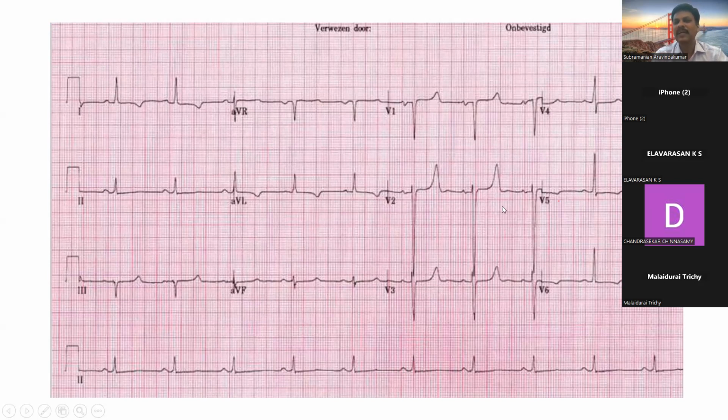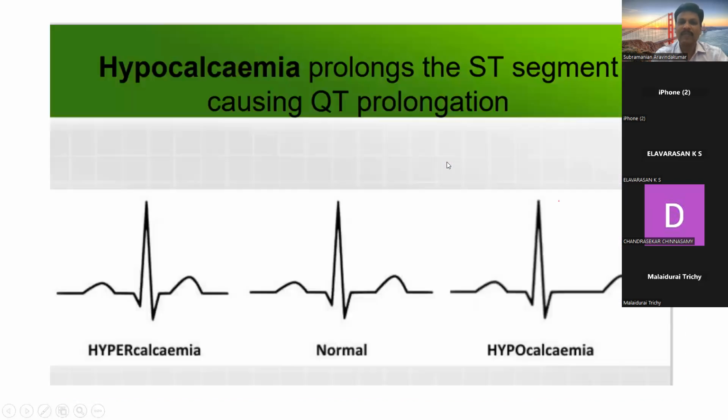See here the typical ECG of acute renal failure: ST segment is prolonged, with the tall peaked T wave of hyperkalemia. It is a typical ECG of renal failure, hypocalcemia, ST segment prolonged, and tall peaked T waves. In normal, you have ST segment with smooth transition into T wave. In hypercalcemia, the ST segment is shortened, so short QT interval, whereas in hypocalcemia, you have ST segment prolongation and the QT interval is prolonged.